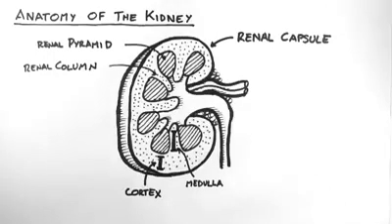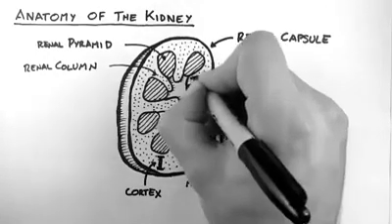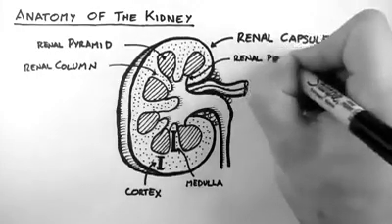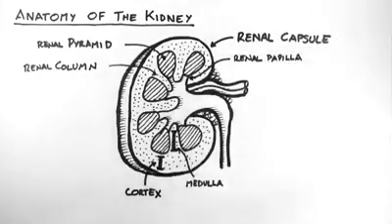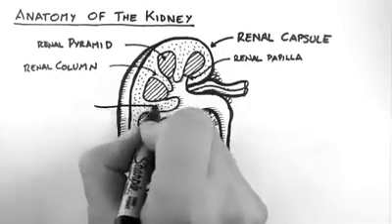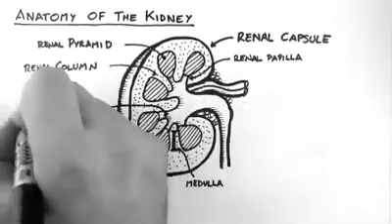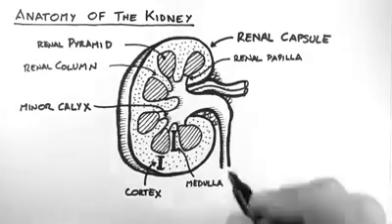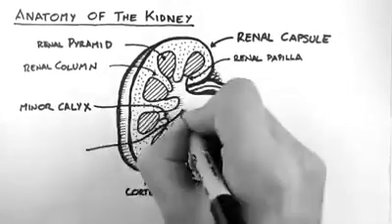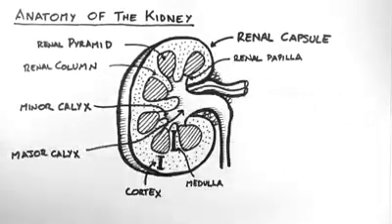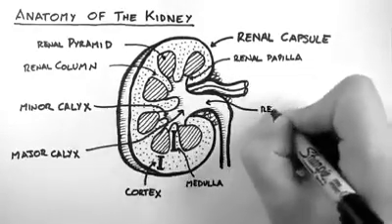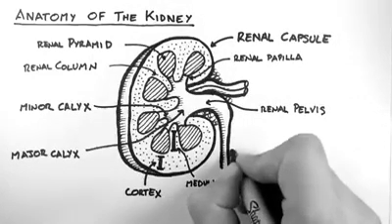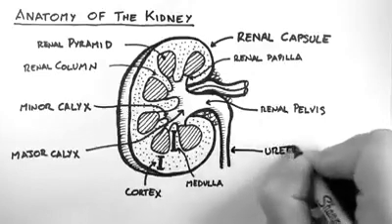The urine is carried in small tubules called collecting ducts, which run down through the renal pyramids, and then through the renal papilla, which is where the pyramids meet the minor calyces. This is a minor calyx here. The urine then flows from the minor calyces to the major calyces, which in turn empty into the renal pelvis. The urine in the renal pelvis then flows to the ureter, which then flows to the bladder.